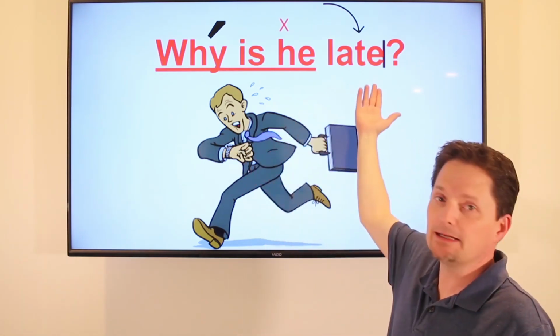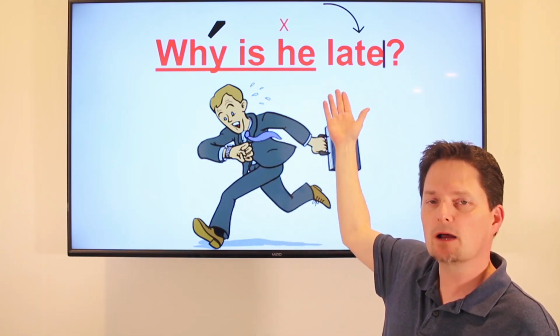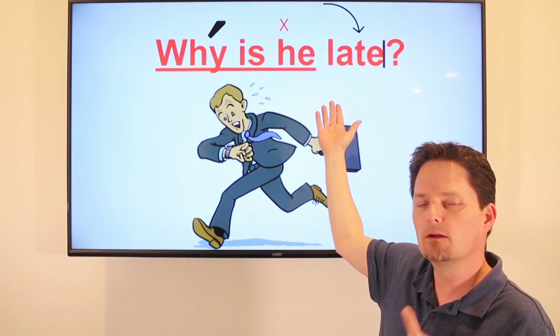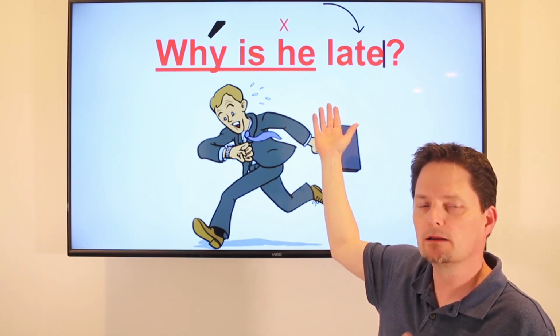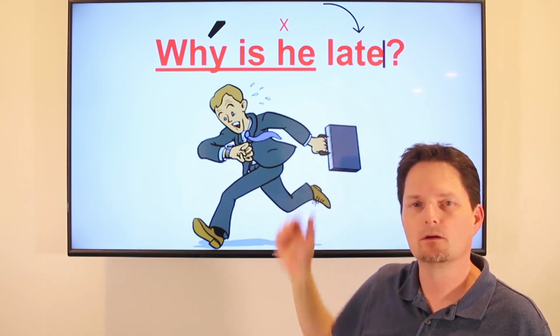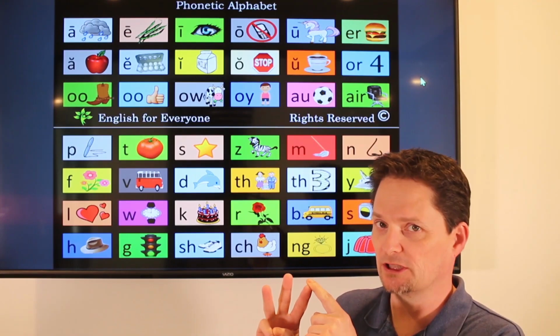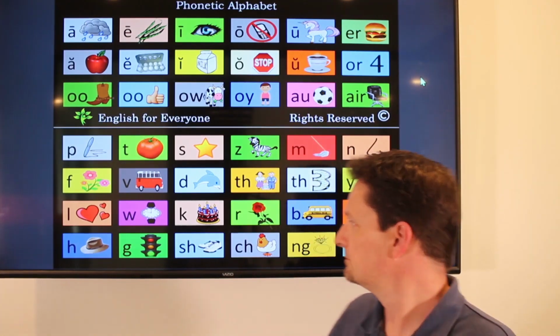Late. The T after a vowel is a stop T. You stop the air. You put your tongue up and stop. Late. Why is he late? Pronunciation together. Why is he?